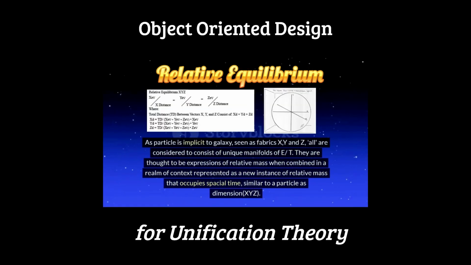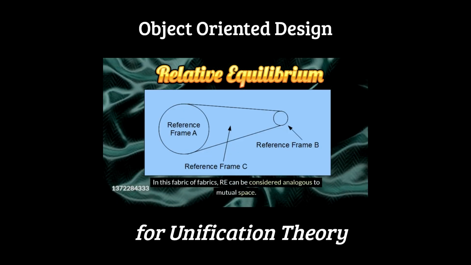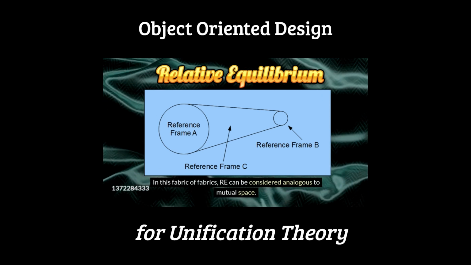As particle is implicit to galaxy, seen as fabrics X, Y and Z, all are considered to consist of unique manifolds of E/T. They are thought to be expressions of relative mass when combined in a realm of context represented as a new instance of relative mass that occupies spatial time, similar to a particle as dimension X, Y, Z. In this fabric of fabrics, Re can be considered analogous to mutual space.